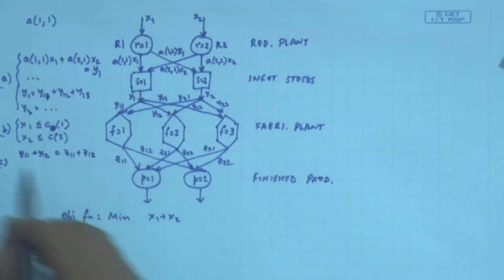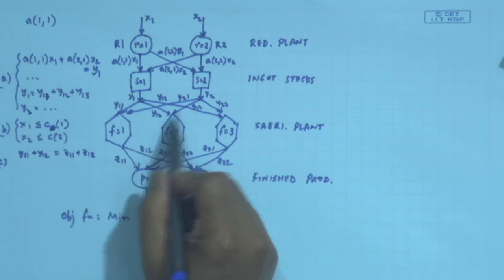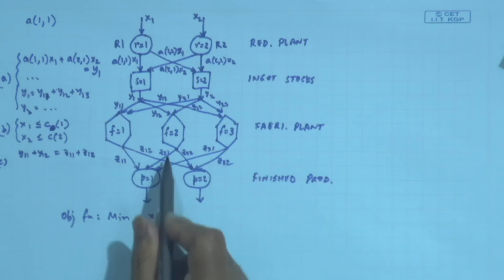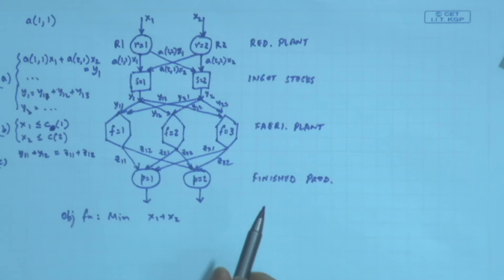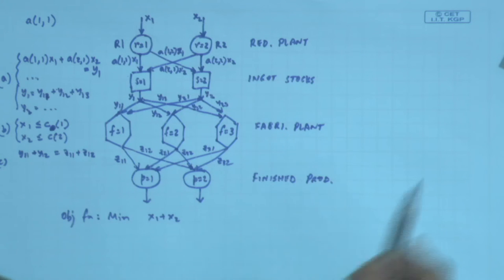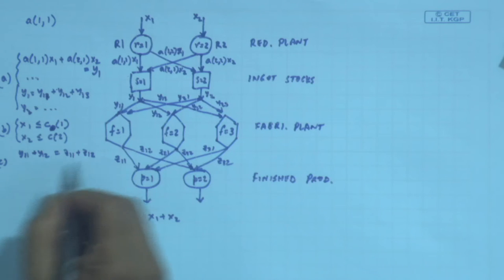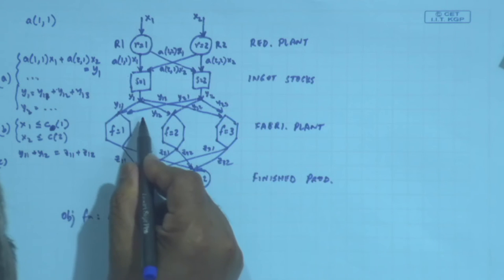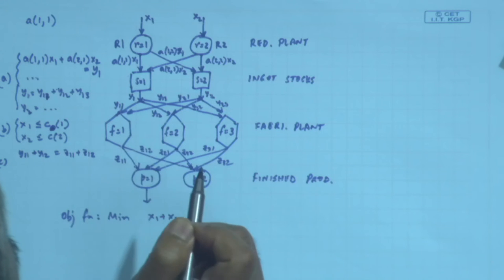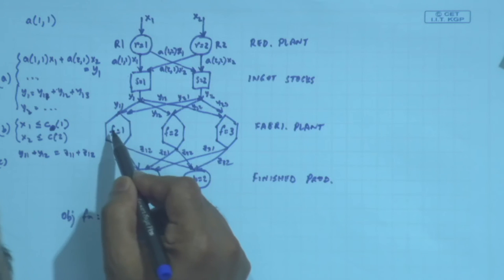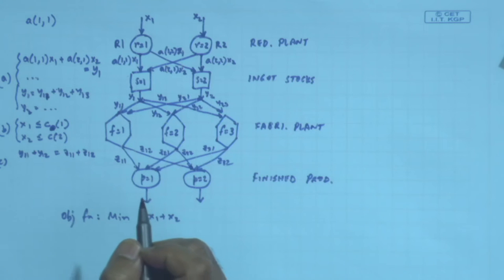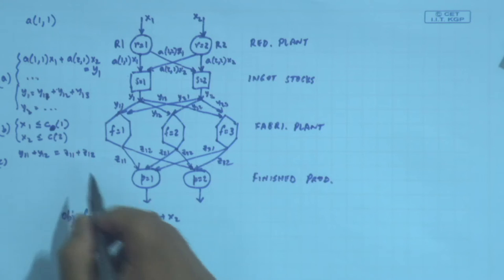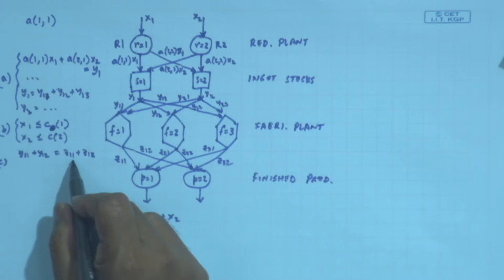Can you write the other two? Y12 plus Y22 will be equal to Z21 plus Z22. Yeah. Sorry, opposite? I'm sorry. Y13. No. Net thing coming to the fabricating plant. What is the net? Is this wrong or correct? That's correct. What is the next one?